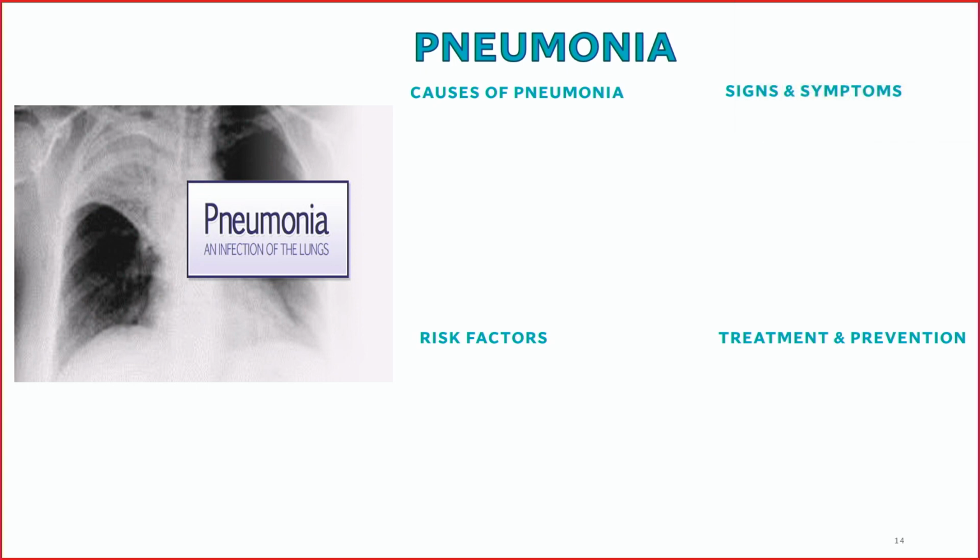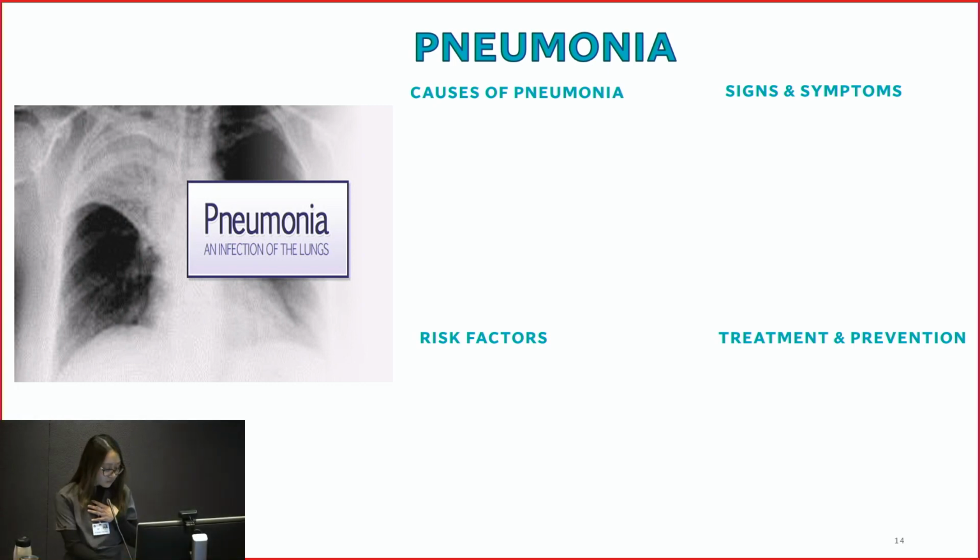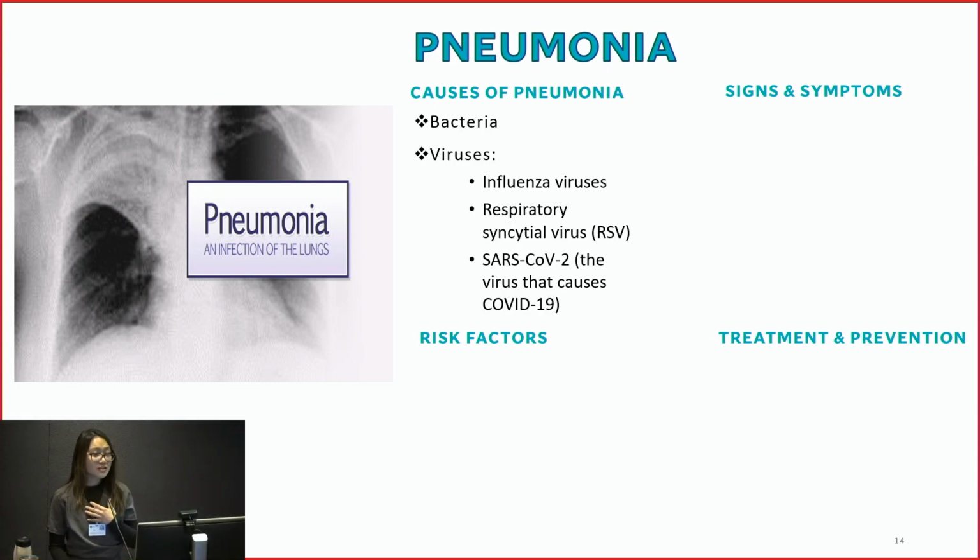The first infection is pneumonia. Pneumonia is an infection of your lungs. Bacteria or viruses can cause pneumonia. In the United States, the viruses that usually cause pneumonia are influenza viruses, respiratory syncytial virus or RSV, and SARS-CoV-2, which is the virus that caused COVID-19.